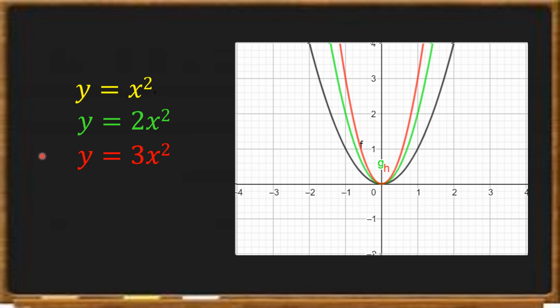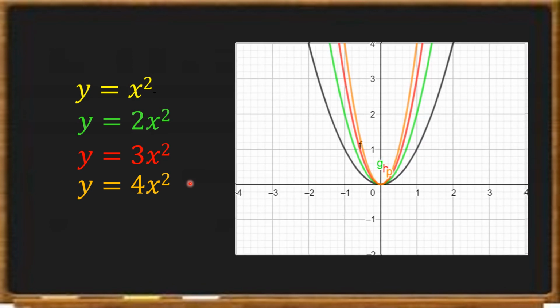Okay, and then let's change to y equals 4x squared. So our a here is 4. So observe the orange parabola. So this is your orange parabola. Okay, what happened if we change our 1 into higher positive numbers? Positive 2, positive 3, positive 4. Into higher positive numbers, higher than 1.